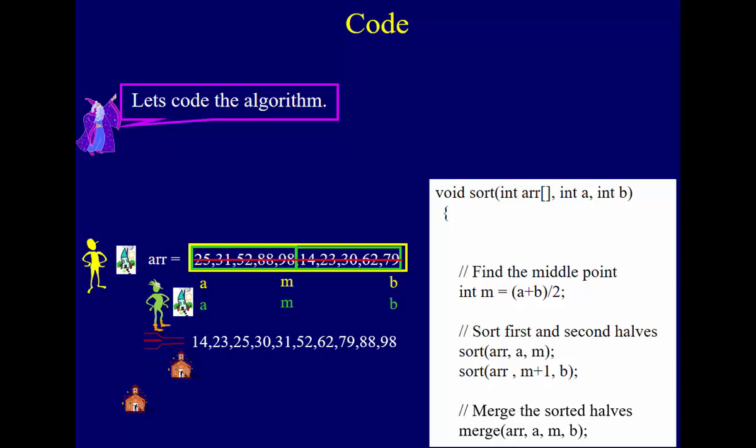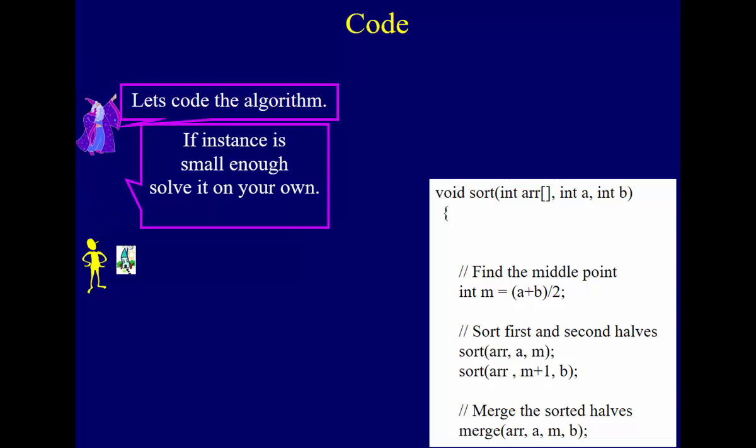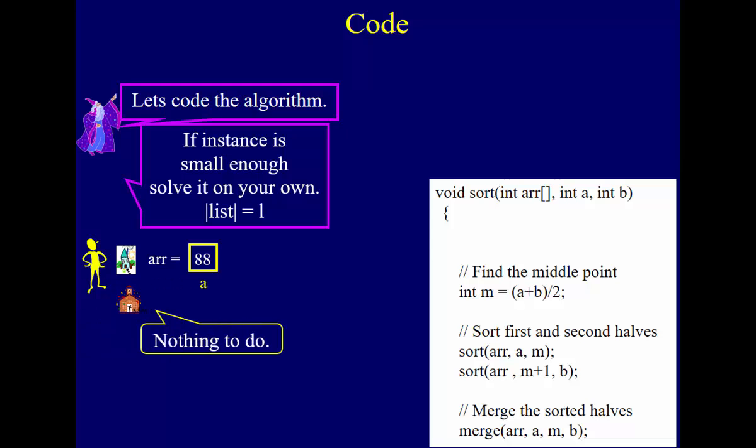So are we missing anything? Base case, exactly. All right, so if the instance is small enough, you need to solve it on your own. What does that mean? Well, if the list is of size 1, you need to solve it on your own. Here's a list of size 1. Our postcondition is that we don't have to do anything. A is indexing it, and what does B equal? Yeah, B is the same. Everybody got that? A and B are the same, so we don't have to do anything.